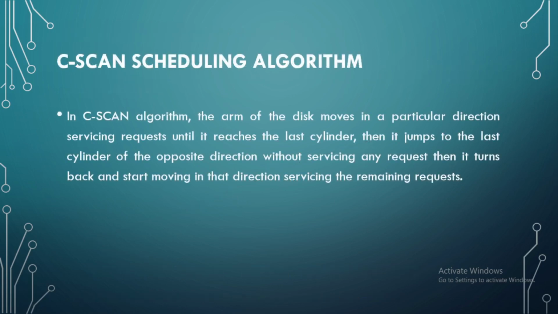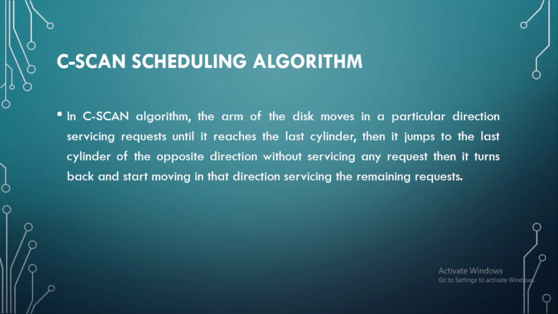The next algorithm is C-scan, the circular scan scheduling algorithm. C-scan means circular scan algorithm. The arm of the disk moves in a particular direction, servicing requests until it reaches the last cylinder. Then it jumps to the last cylinder of the opposite direction without servicing any request. Then it turns back and starts moving in that direction, servicing the remaining requests.